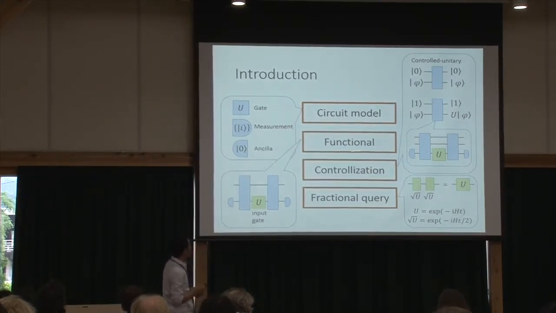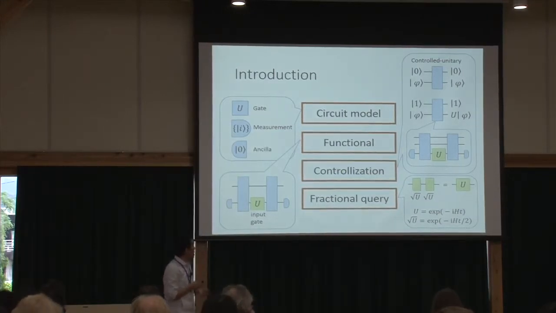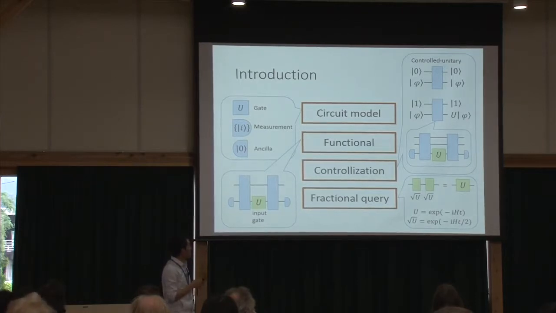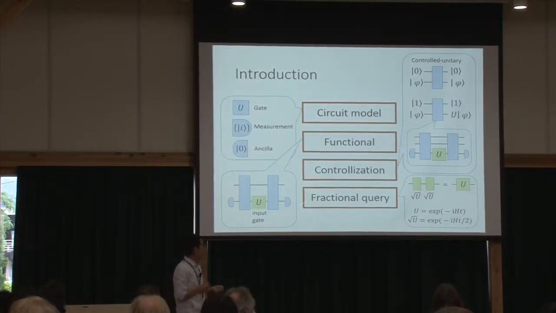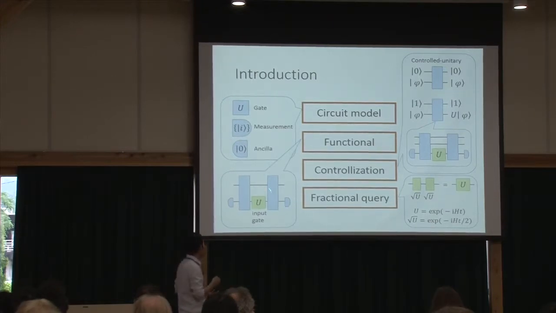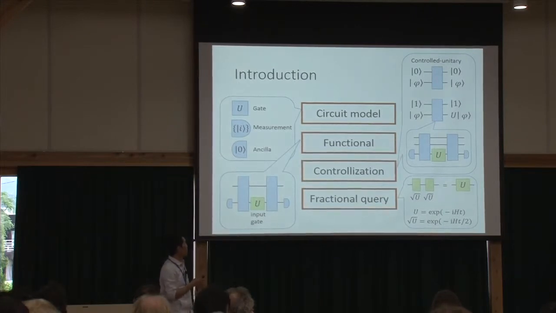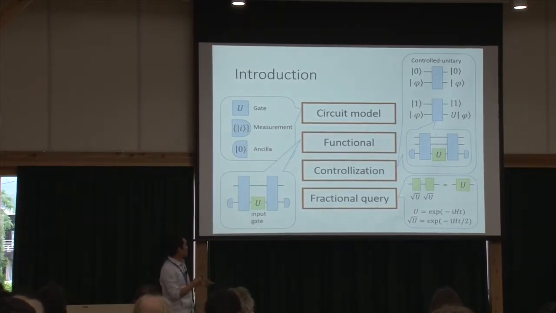Now, next, functional. By functional, I mean, of course, a function on a function. And here I specifically mean functions on gates. Because gates are functions on quantum states, they classify as functions. And I want to design a functional of these quantum gates. I'm specifically interested in how you can implement these functionals in the circuit model.